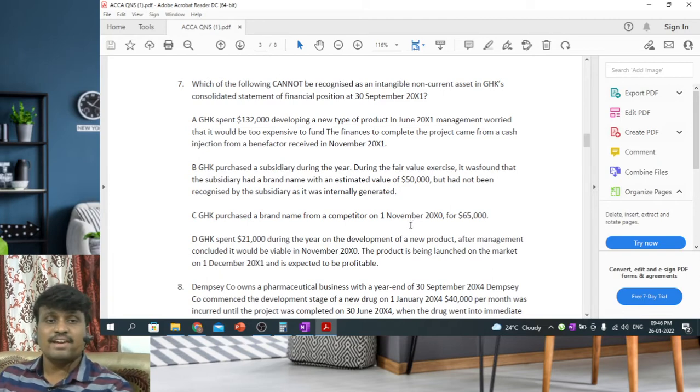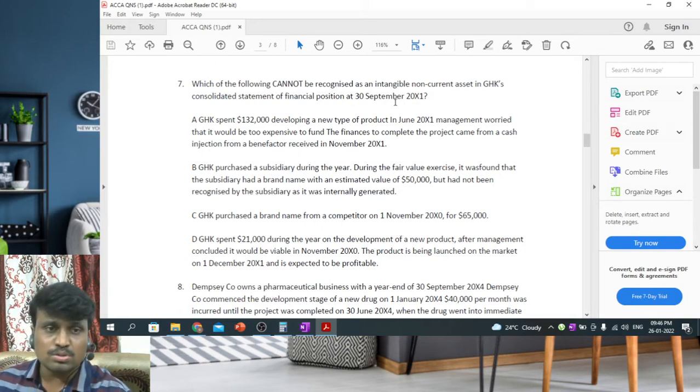Which of the following cannot be recognized as an intangible non-current asset in GHK's consolidated financial statements at 30th September 20X1? GHK spent $132,000 developing a new type of product from 1st June 20X1. Management worried that it would be too expensive to fund. The finances to complete the project came from a cash injection from a benefactor received in November 20X1.